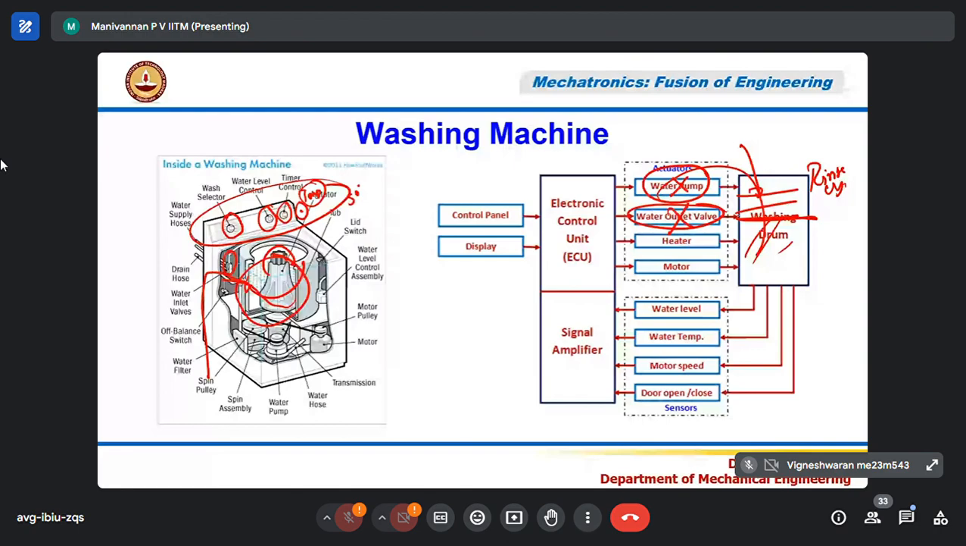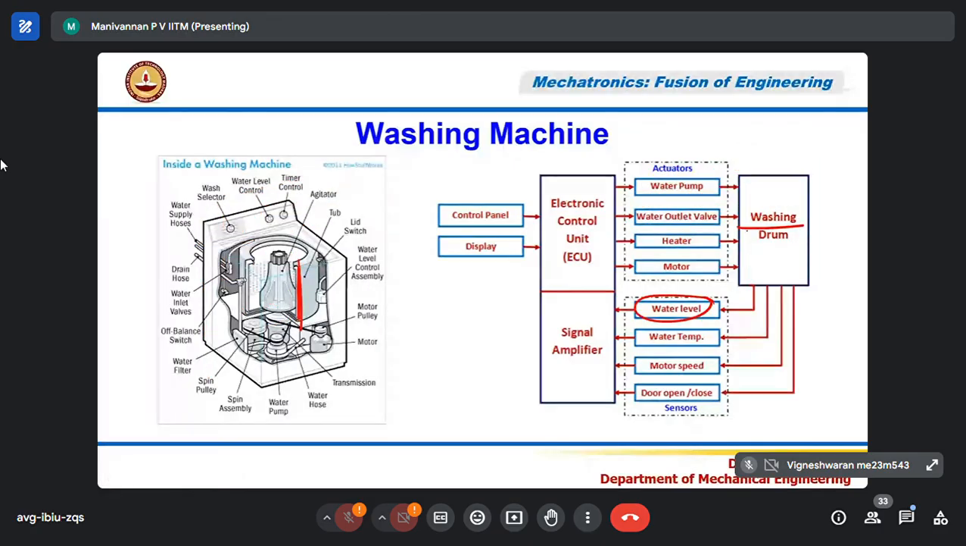I have a water level sensor in my washing machine. This is my water level sensor. It measures the current water level. Once I have selected 50% of the drum capacity and the water level comes, the pump will automatically be closed.